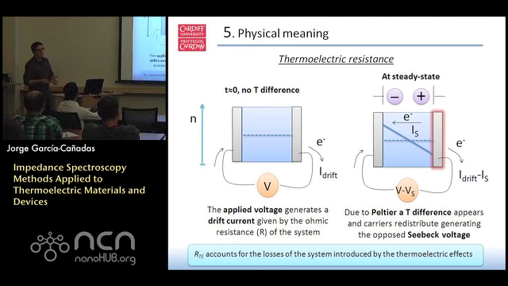So what happens after some seconds? Due to the Peltier effect, there's a temperature difference that starts to appear at the edges, and now the carriers redistribute and they generate the Seebeck voltage. And now the voltage we measure is the applied voltage minus the Seebeck voltage contribution. And there is a Seebeck current in the opposite direction as the drift current. So the thermoelectric resistance accounts for the losses in the system introduced by the thermoelectric effects, starting from the Peltier, which generates a delta T, and finally generates a Seebeck voltage.